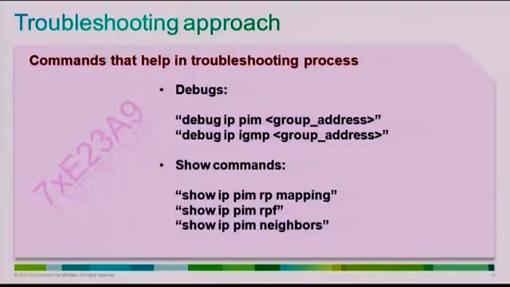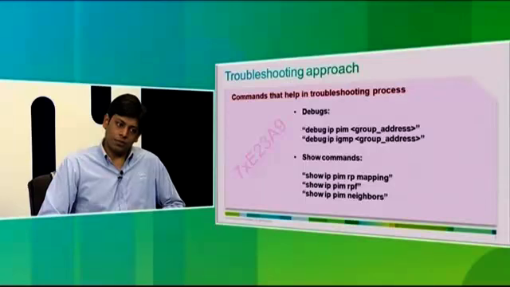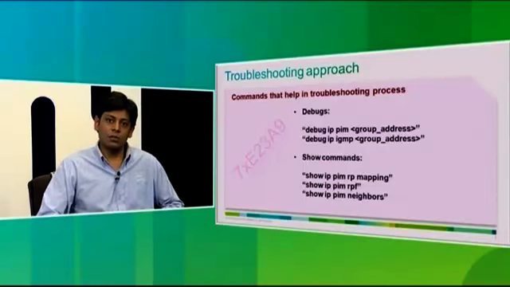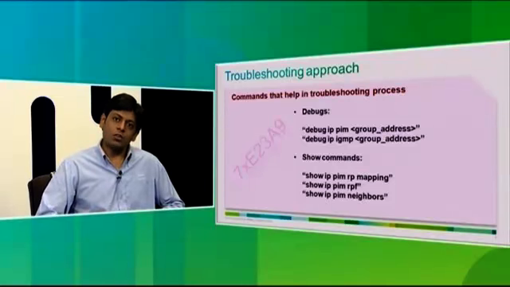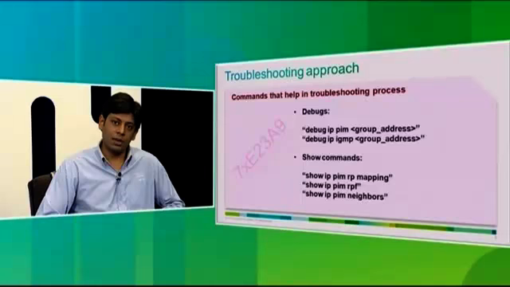We also have some show commands other than these debug commands, like show ip pim rp mapping. This command tells us what the rendezvous point is for a particular multicast group. We have the command show ip pim rpf, which, as we discussed, will tell us the RPF interface for a particular multicast stream. We can also use show ip pim neighbors to quickly check the interfaces on which PIM is enabled and on which we expect the multicast traffic to come in or go out.